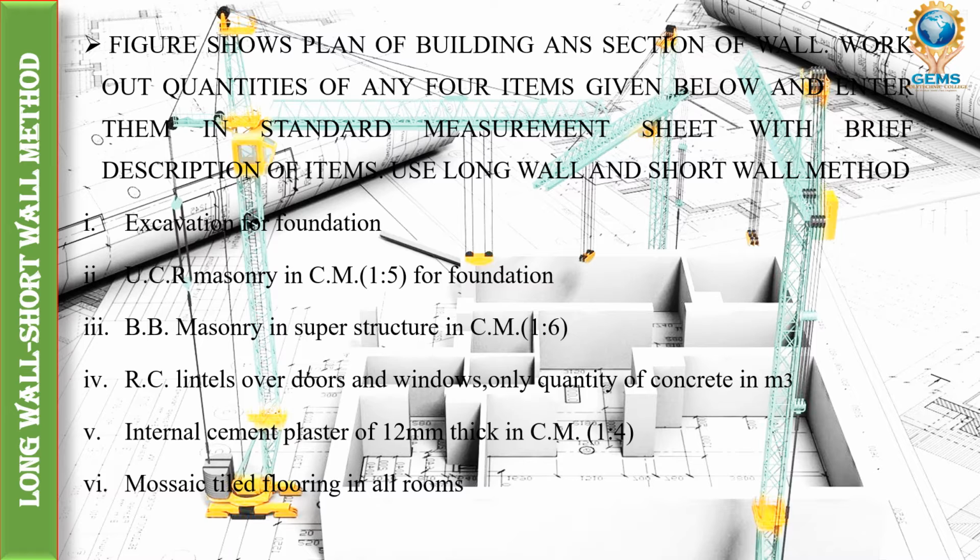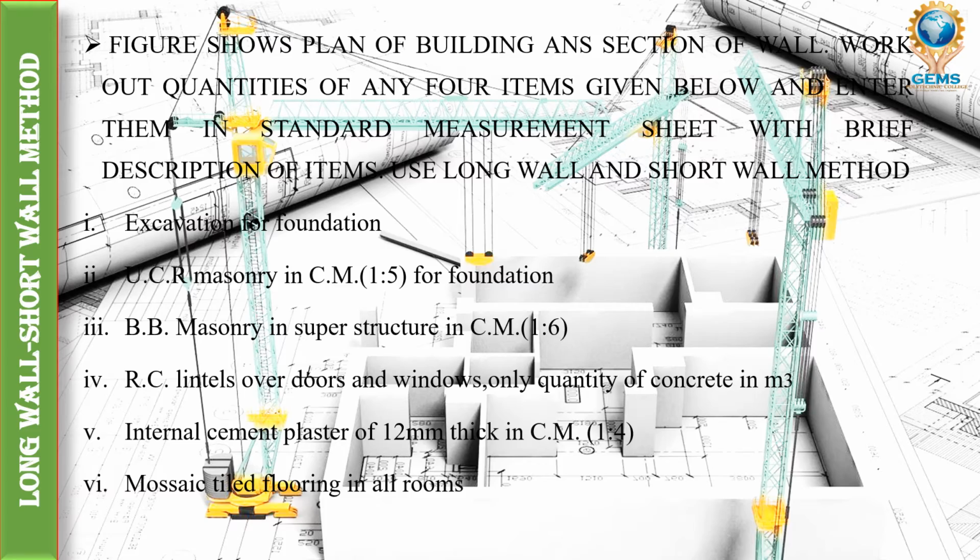In the previous problems we have seen how to do the excavation, how to calculate the quantity for excavation, and how to calculate the quantity for UCR masonry. In this sum we are going to solve everything: the excavation, UCR, BB masonry, RC lintel, internal cement plaster, and mosaic tile flooring. So how are we going to solve it?